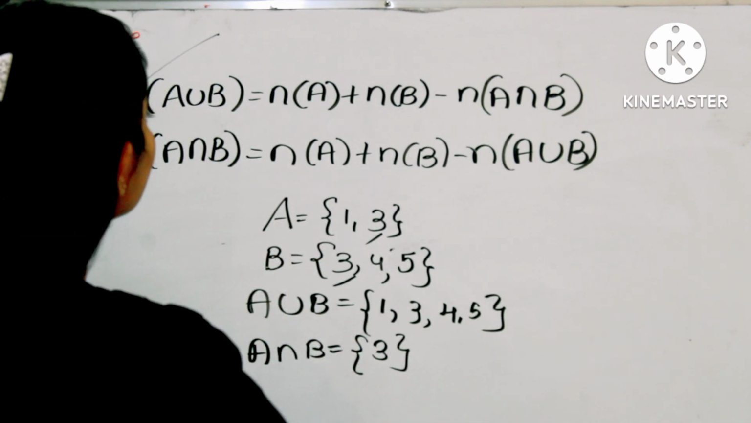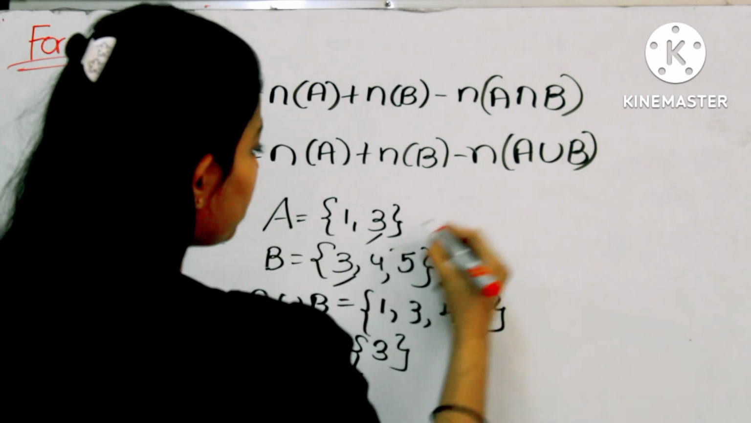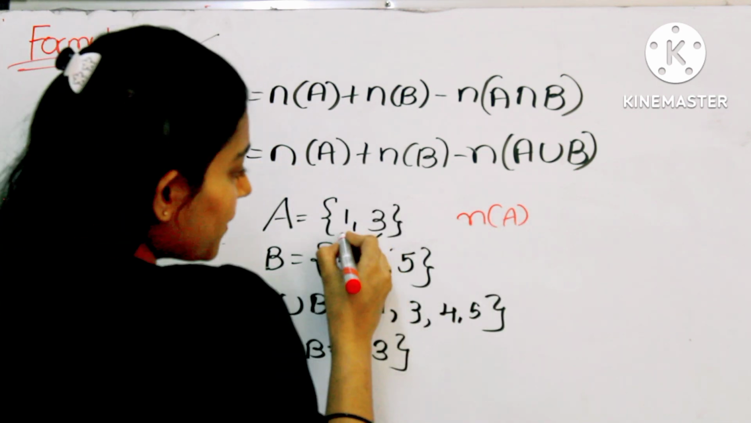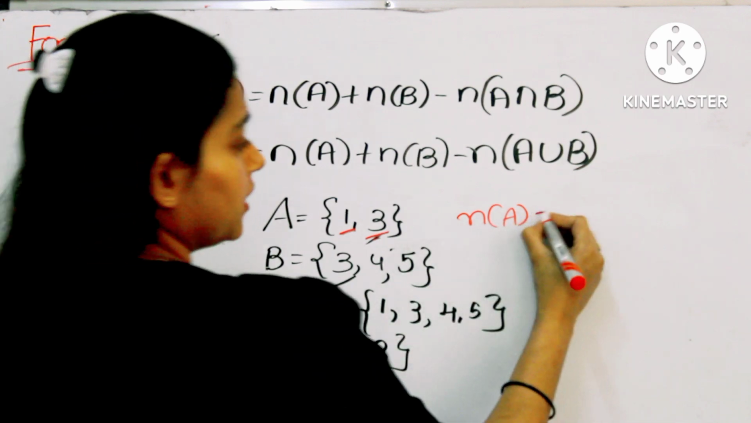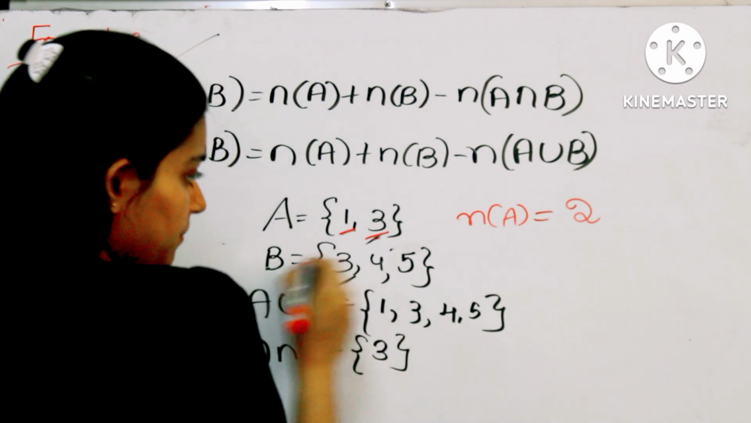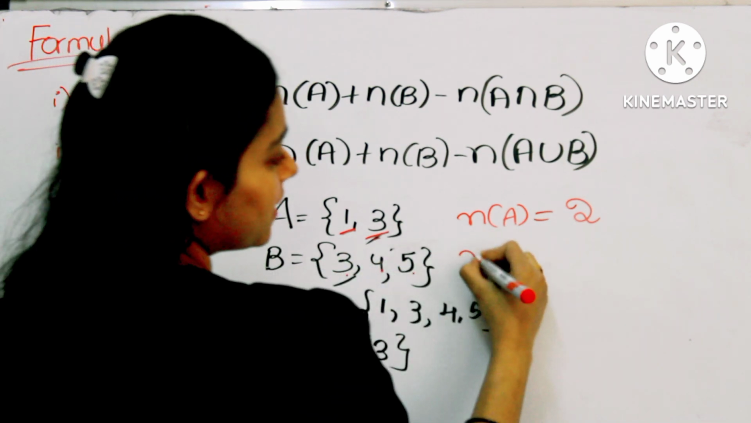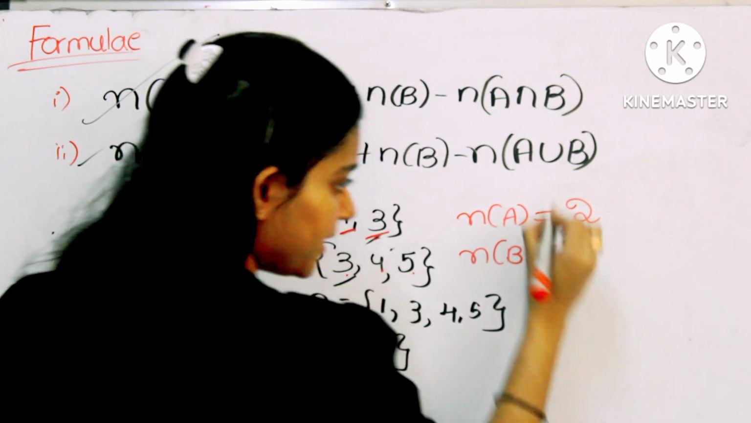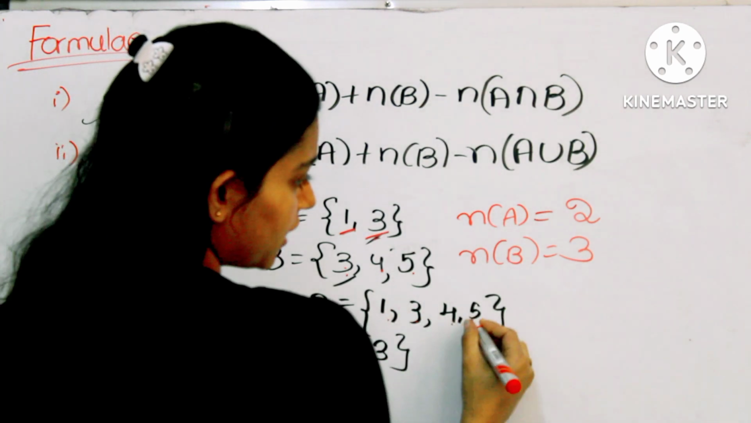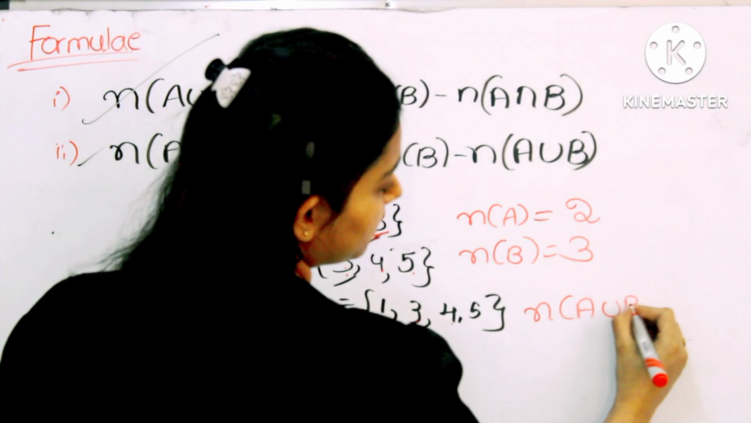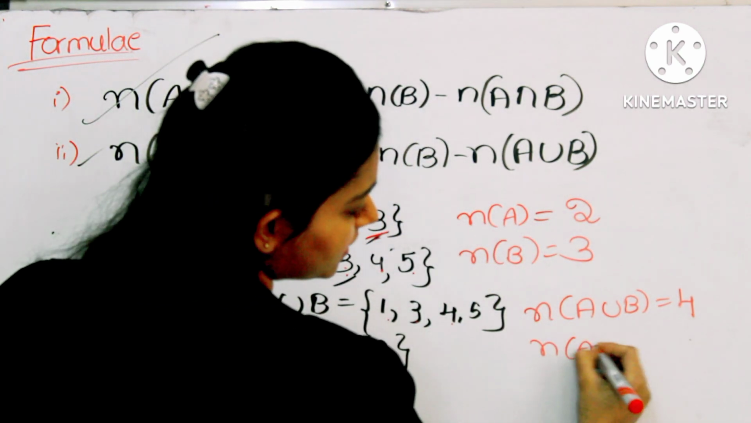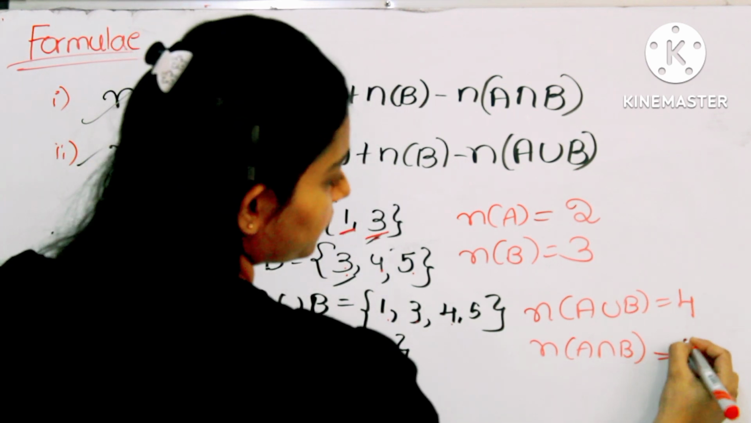Now what is N of A? N of A means number of elements in A. How many elements are there? 1, 2. So there are 2 elements. So you have to write N of A is 2. Similarly, in B, 1, 2, 3. How many elements are there in B? 3 elements. Similarly, number of elements in A union B? 1, 2, 3, 4. Therefore, N of A union B is 4. Similarly, N of A intersection B is how much? There is 1.